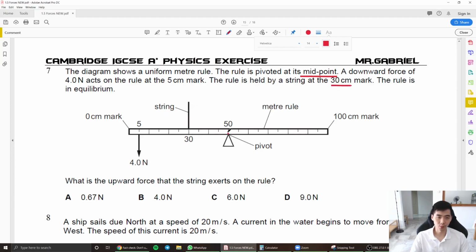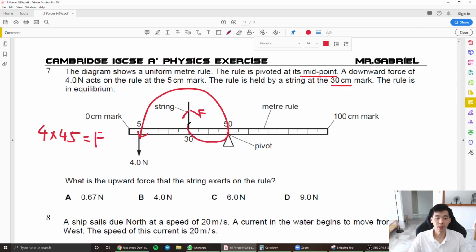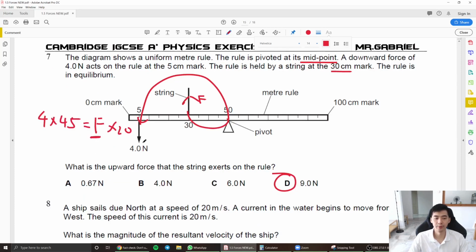Yet again, if it is in equilibrium, it means the anti-clockwise moments must be equal to the clockwise moments with reference to the pivot, right? So from here, how much will the anti-clockwise moment be? It's basically going to be 4 multiplied by 45, and here is equal to your force, I don't know how much this is, F multiplied by your 20 here. Press this into your calculator and you'll get exactly 9 newtons here, guys. You're supposed to get 9 newtons here by using algebra.